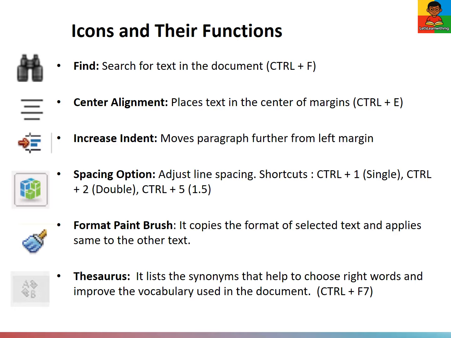Format paintbrush copies the format of selected text and applies it to other text. Thesaurus lists synonyms to help choose the right words and improve vocabulary. Shortcut, Control-F7.